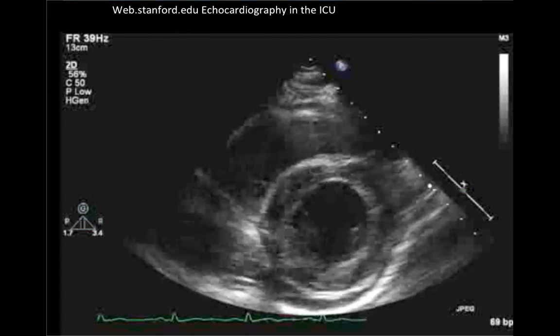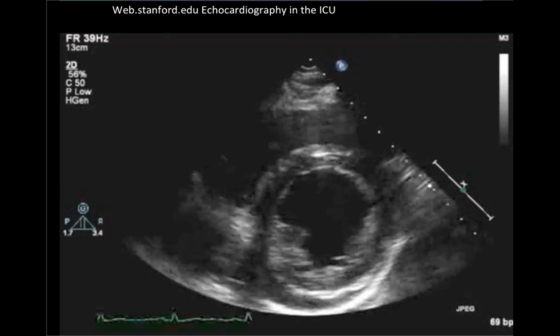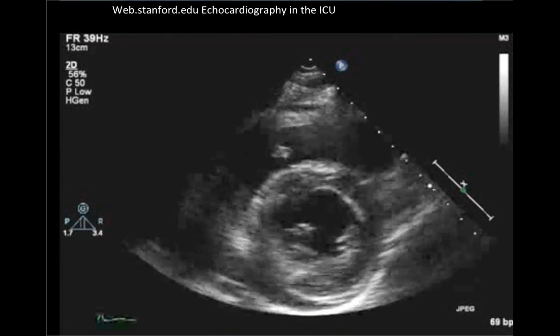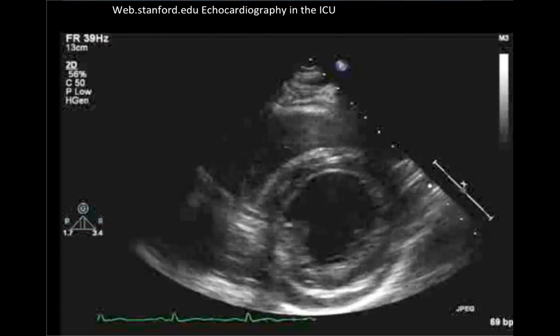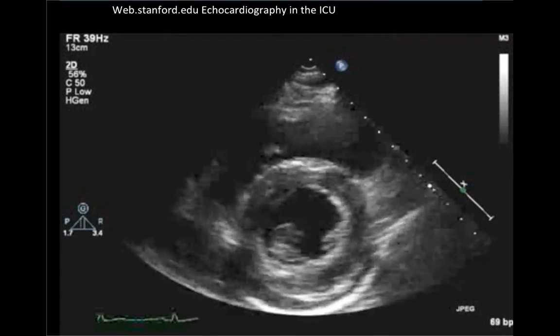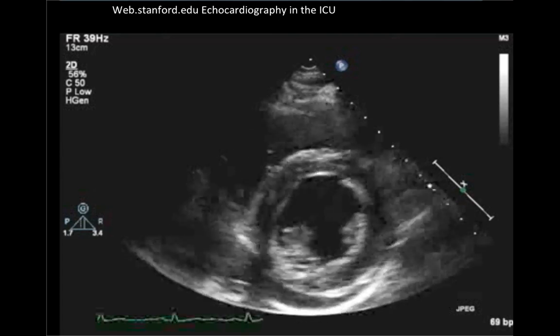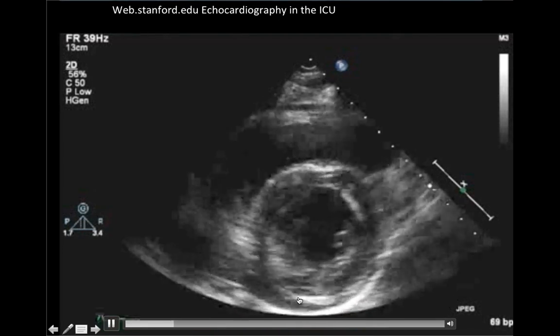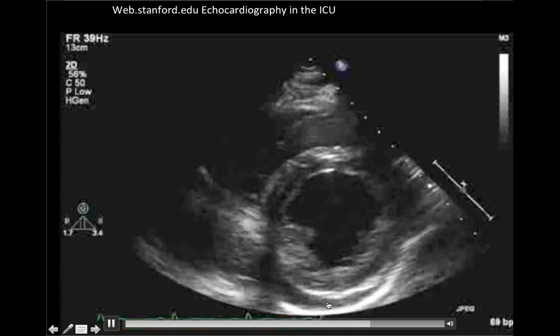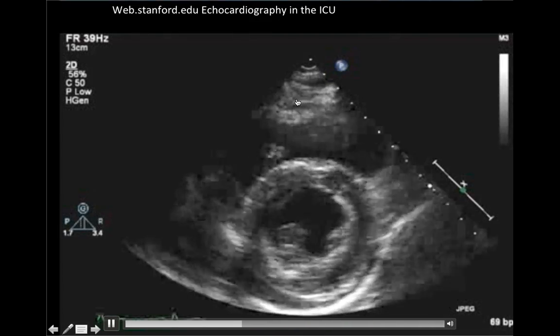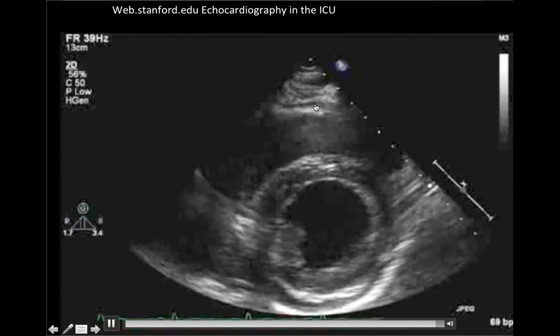Do you see the pathology? This view can be used to assess for a pericardial effusion. You can see the effusion posterior to the left ventricle, down here, and some anterior to the right ventricle, just a tiny sliver right here.